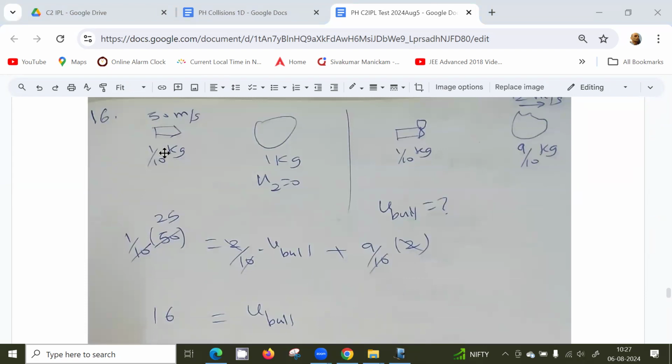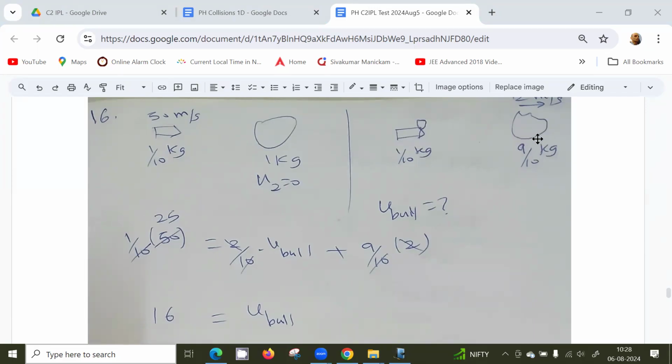A bullet of mass 1 by 10 kg. The bullet will look like this. Okay, we'll draw the figure properly also. It is moving at a speed of 50 meters per second. There is a ball of mass capital M, 1 kg, kept at rest. So V2 is 0. A small part of the ball of mass 1 by 10 kg, that's here, breaks and then sticks to the bullet. So this is the bullet, and the small part of this M has got stuck to it. So this is 1 by 10, this small part of the ball.